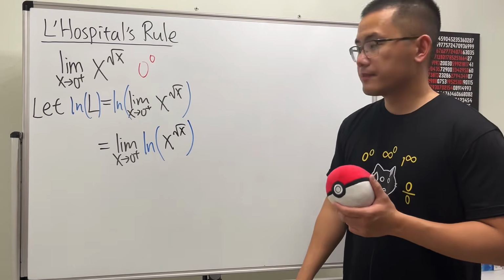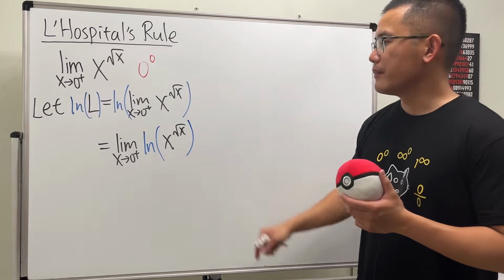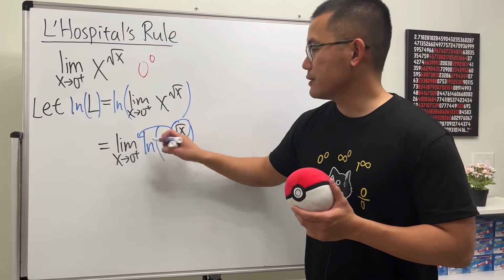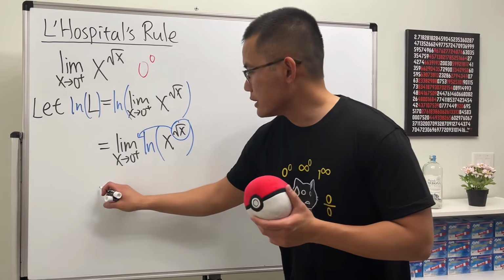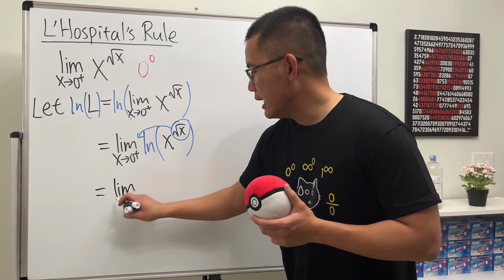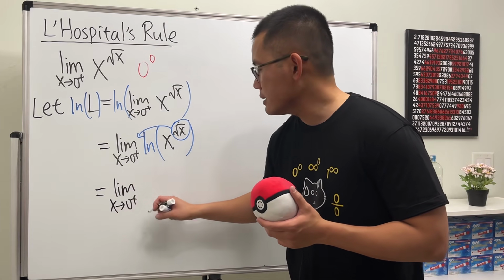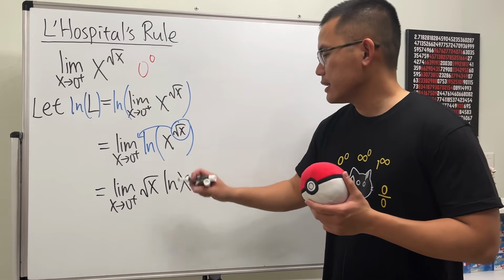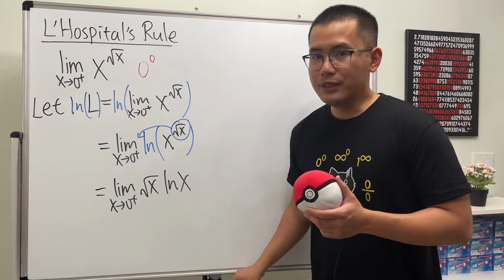Now, what we can do is just put the power to the front. That's pretty good. Now we see this is the limit as x approaching 0 plus of the square root of x times ln x. Okay, it looks pretty good, huh?